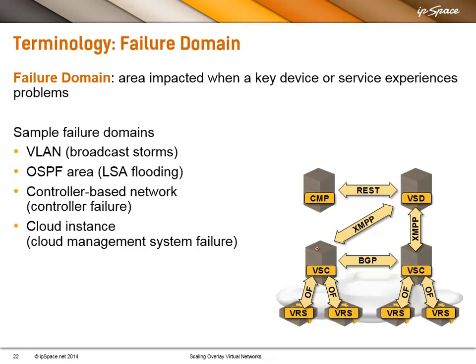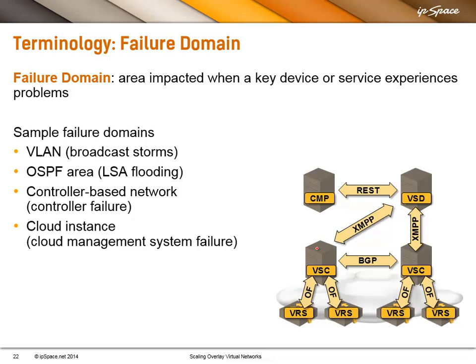Before going into the discussion of availability zones, let's define the failure domain first. It's really hard to find a good definition, and this is the best one I found. A failure domain is the area impacted when a key device or service experiences problems. Examples might be a VLAN when you get a broadcast storm. So a single VLAN is a single failure domain.